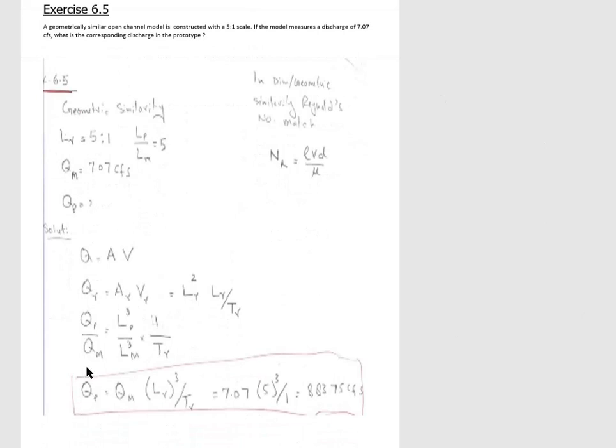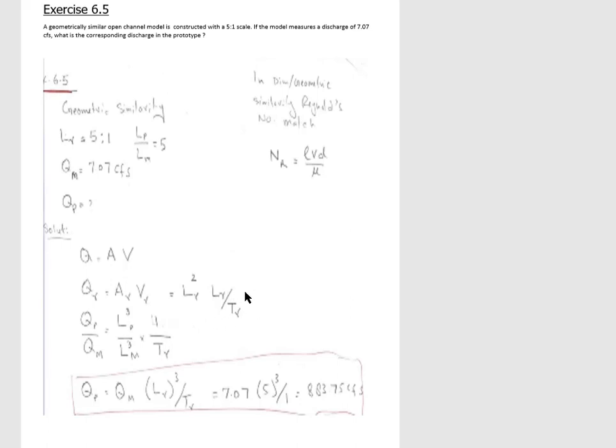So once I write this here, LP over LM, right? And this is LR over 1 over TR. Then this is LR cube and this is TR. And once I cross multiply, QM will go here, and QM we know is 7.07, LR we know is 5, and TR is 1. Remember, in the geometric similarity, the time ratio is the same.